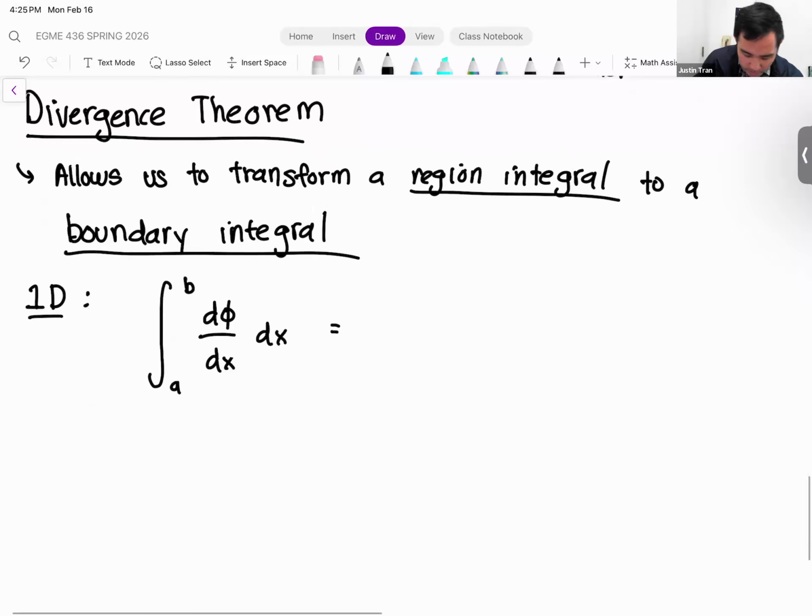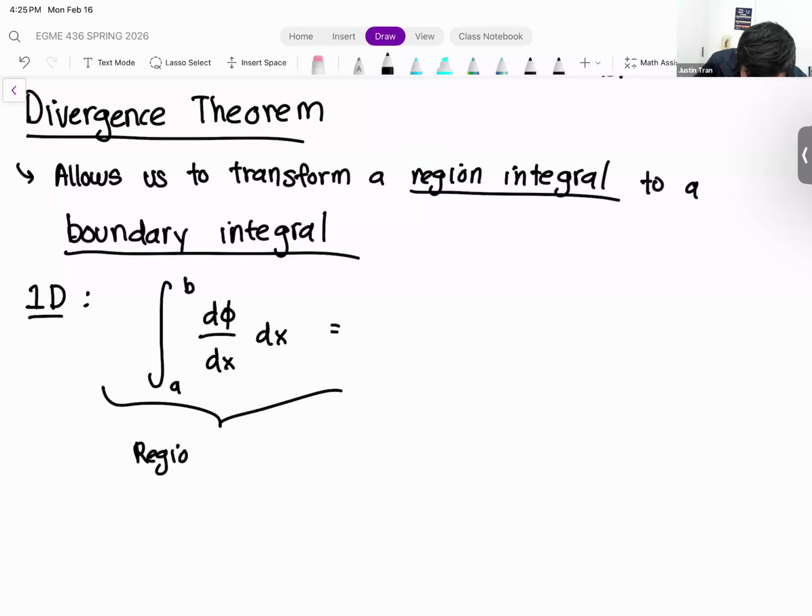Now let's dissect this integral a little bit to see what we're looking at, right? So this is what I would define as a region integral. The reason being is that the bounds of the integration are defined across an entire region in that dimensional space.